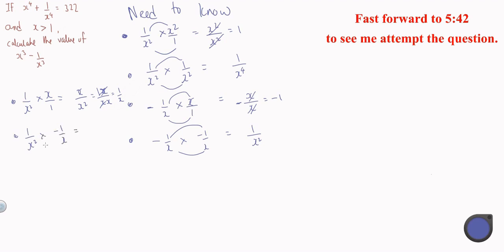We're multiplying a positive with a negative, so the outcome will be negative. 1 times 1 is just 1. X squared times x is x to the power of 3. Right, rules of indices.